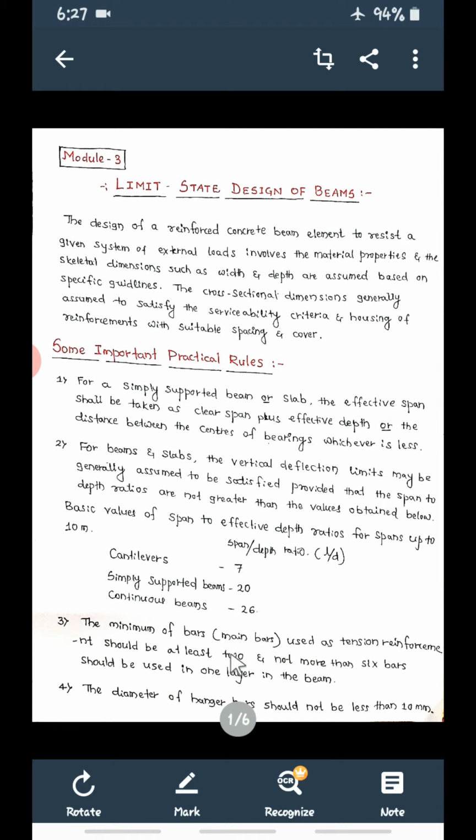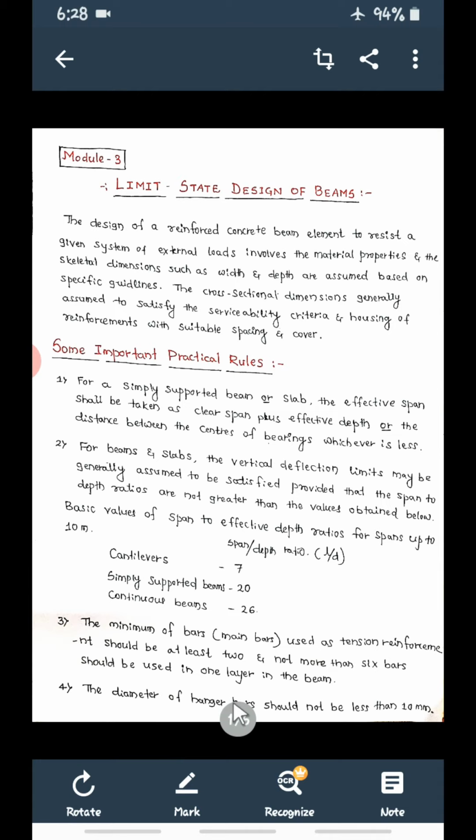So at any condition 2 bars should be there. According to design, whatever you may get, 4 numbers, 6 numbers, 8 numbers, you can provide, but minimum should be 2 bars. We cannot provide 1 bar. So minimum 2 bars should be there, and then according to the design, whatever number of bars required, you have to provide at the bottom. Then the next point is the diameter of hanger bars. So what do you mean by hanger bars?